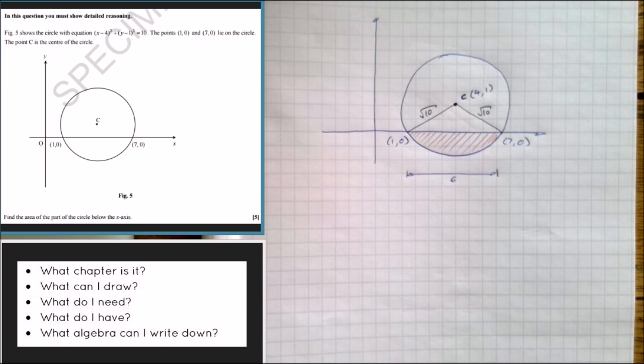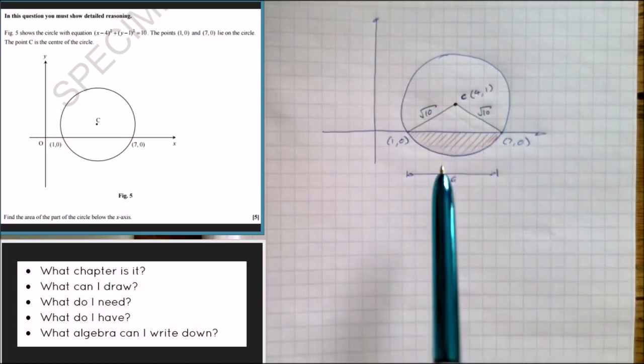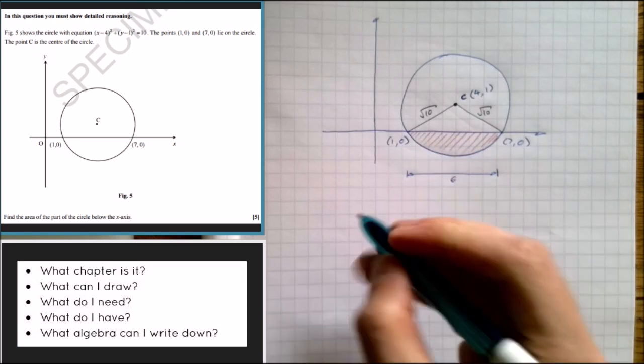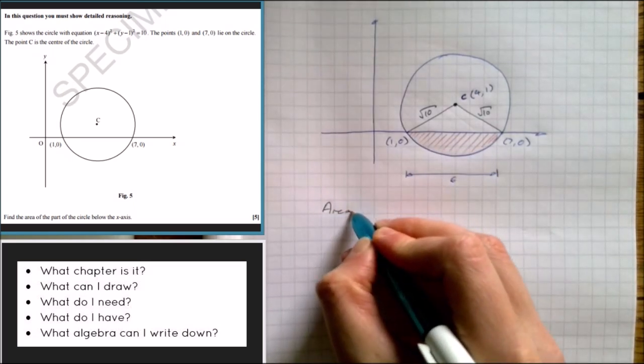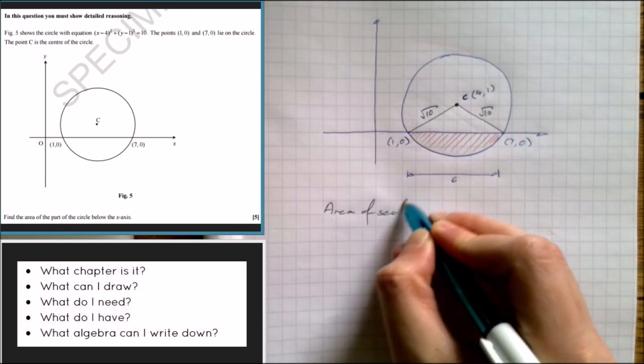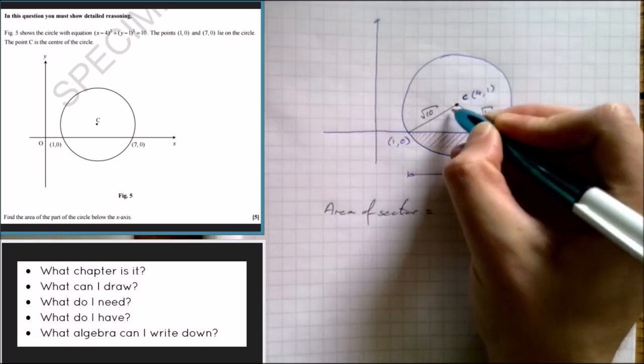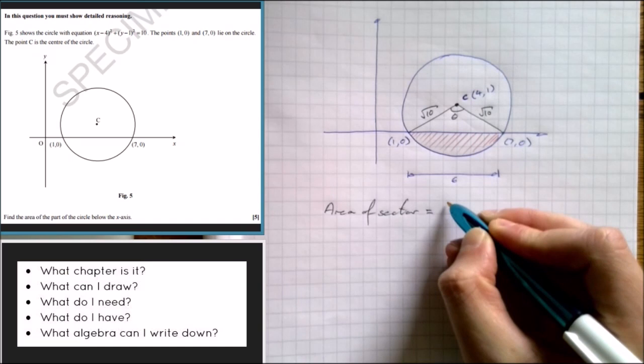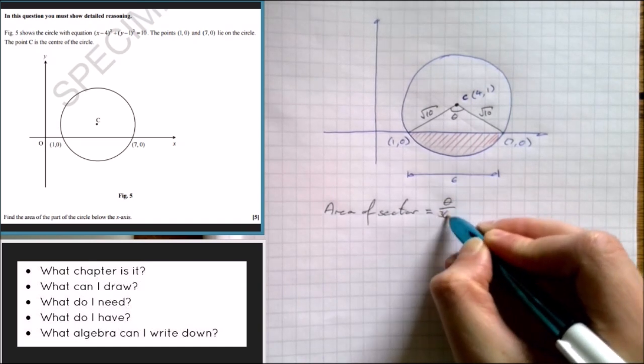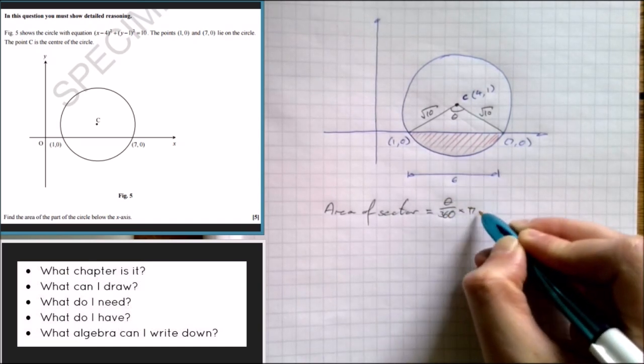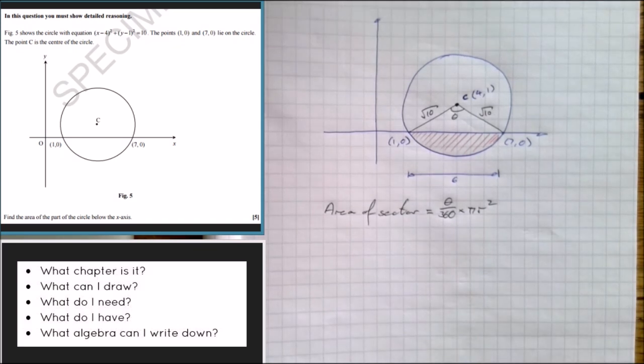What algebra can I write down? Linked to what chapter is it? It's to do with circles. I know how to find out the area of a sector. That's going to be the fraction of the circle times the area of the circle. Great. I think we're in a really good position now to answer the question.